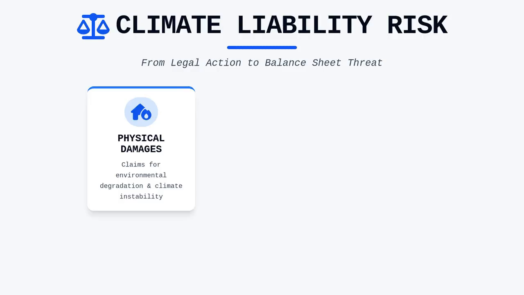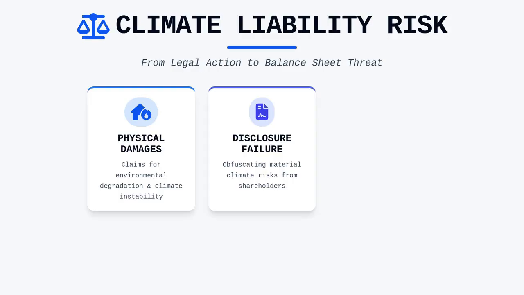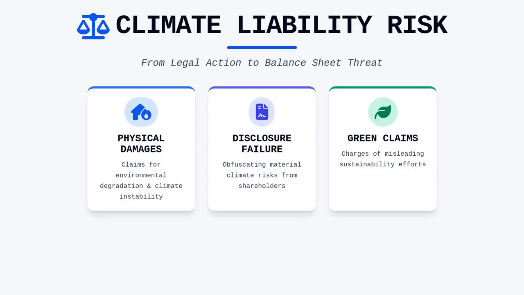Climate liability risk represents the potential for financial loss stemming from legal actions directed at organizations perceived to be responsible for climate change impacts. These litigations are increasingly sophisticated, focusing on three primary pillars: claims for physical damages, allegations of failure to disclose material climate-related risks, and charges of misleading green claims.